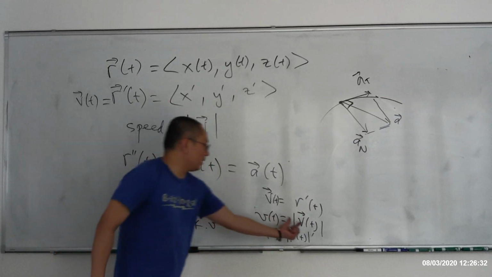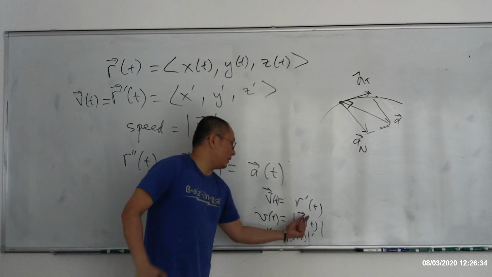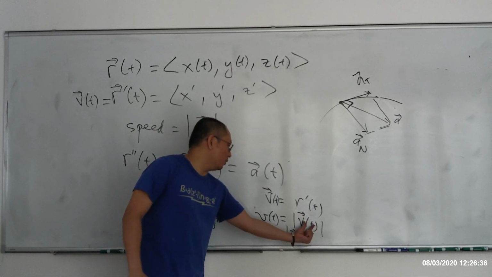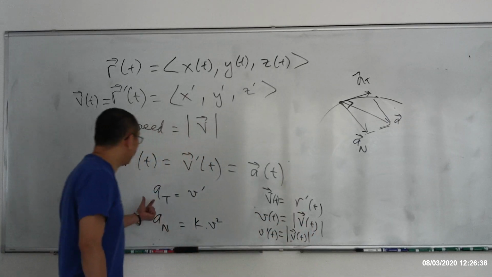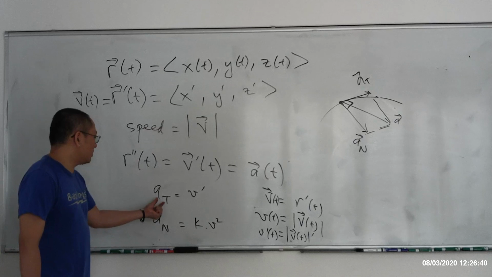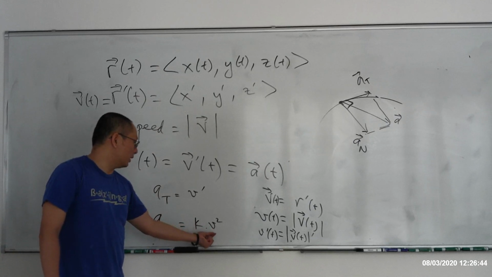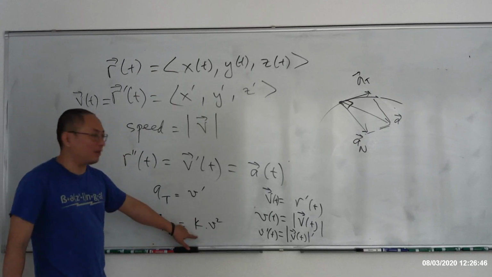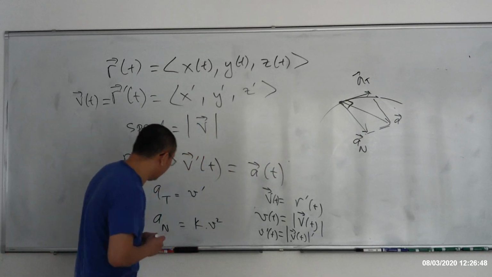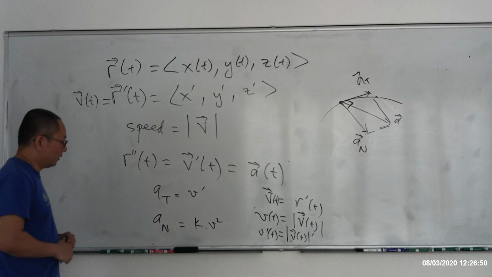So this is what the speed function will tell you: how fast the particle is moving, right? And then you take the derivative of the speed, you have the tangential acceleration. And you take k times the speed squared. K here stands for curvature. We have it before, okay? You have the normal component.